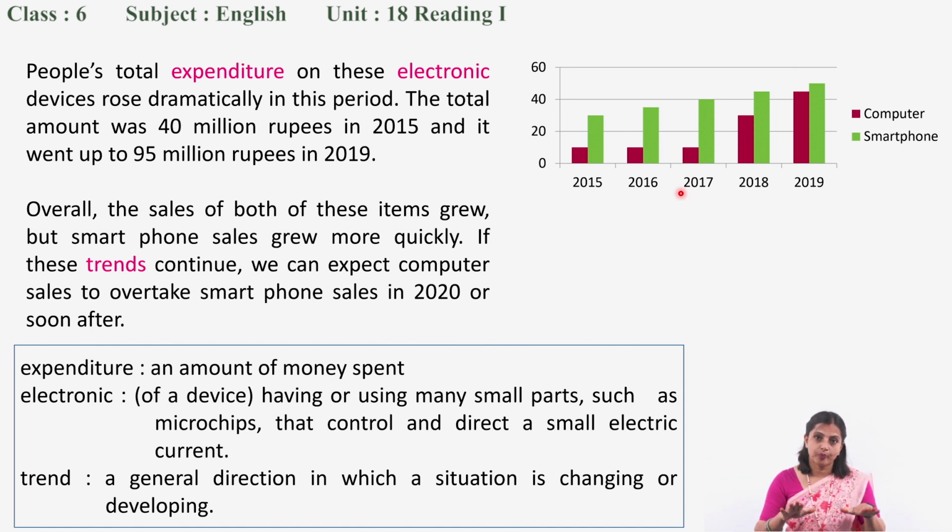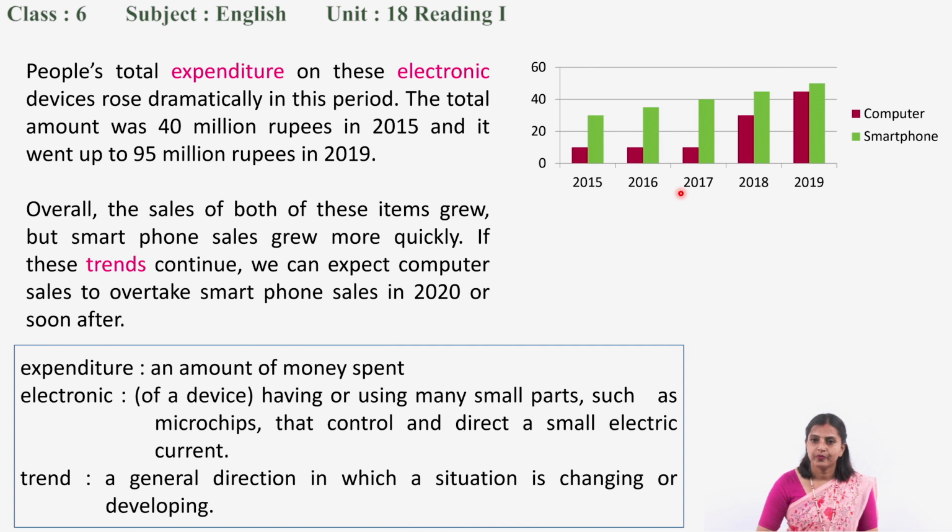It was slow, constant, a resting point, right? But then it suddenly rose. Yes, it rose very high. So if it goes on rising higher and higher, we can expect that computer sales will be higher than smartphone sales, meaning it will overtake. The expenditure on computers will overtake the expenditure on smartphones.